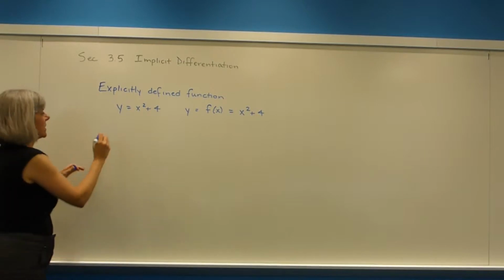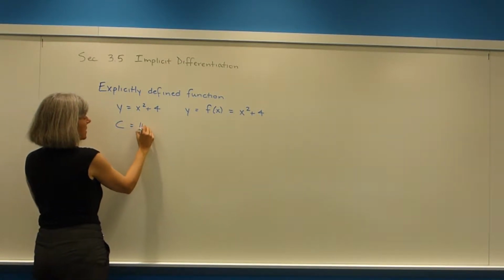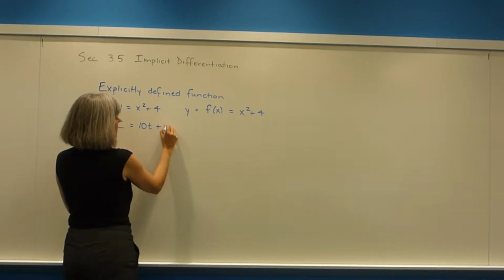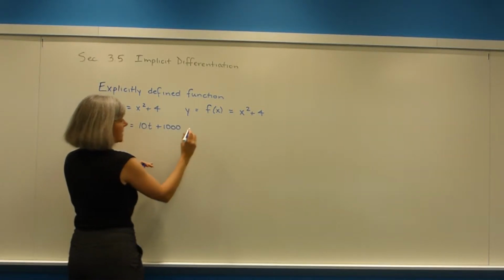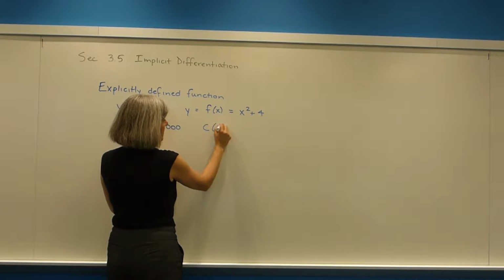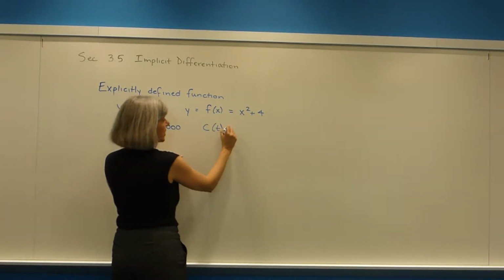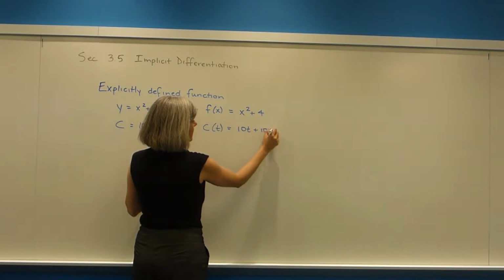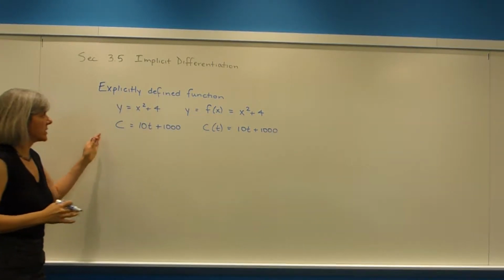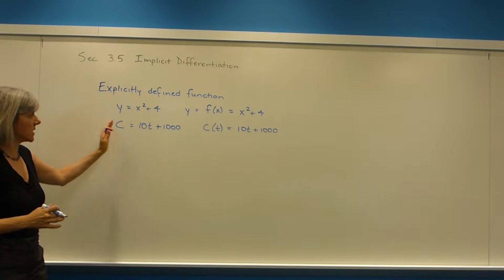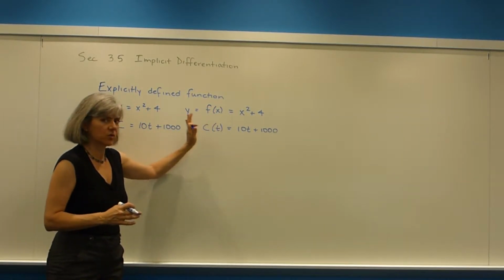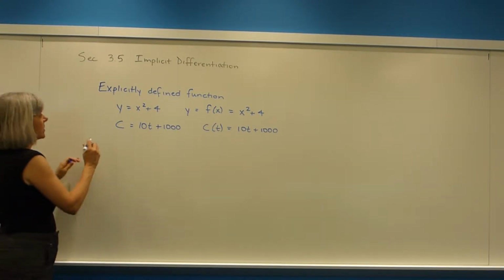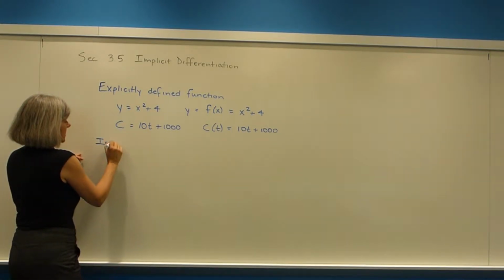Another example is if we were looking at cost, 10t plus 1,000. I can write that as C of t, a function of t, expressly written as 10t plus 1,000. So an explicit function is where your dependent variable is directly written in terms of the independent variable. Okay, so let's look at implicit functions.